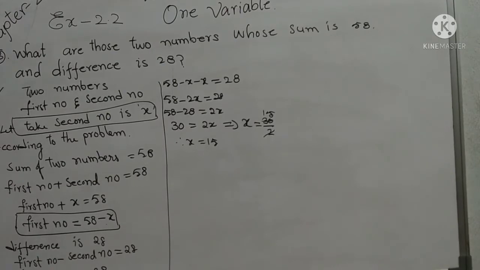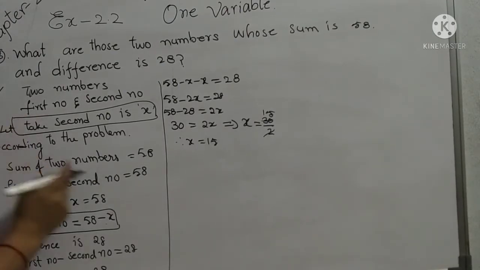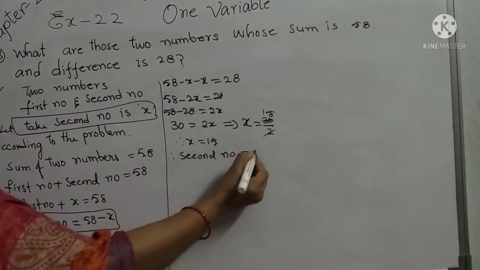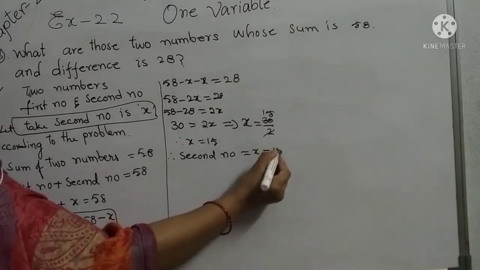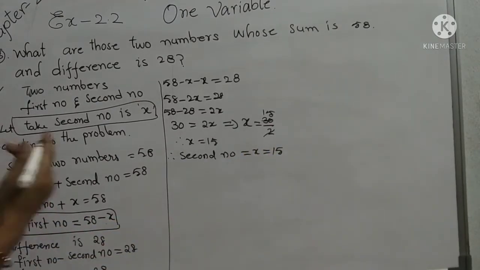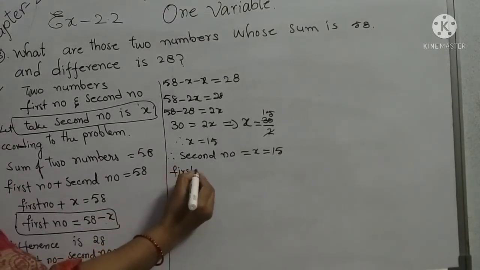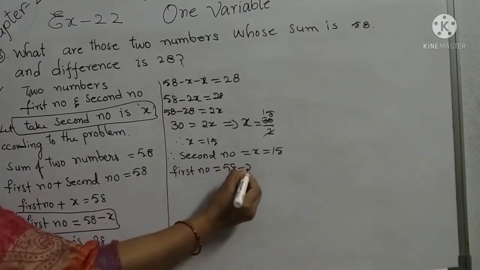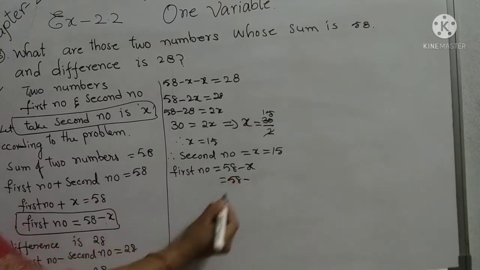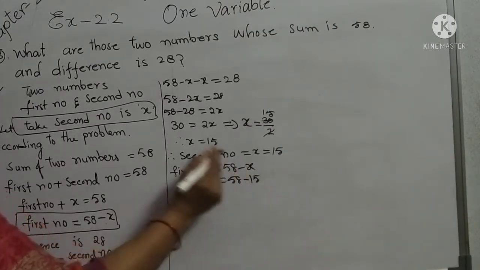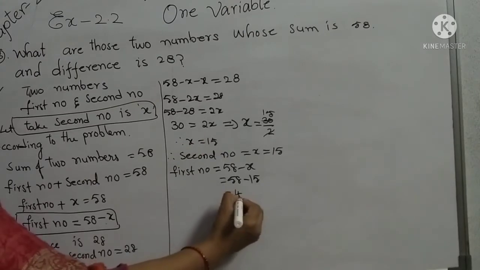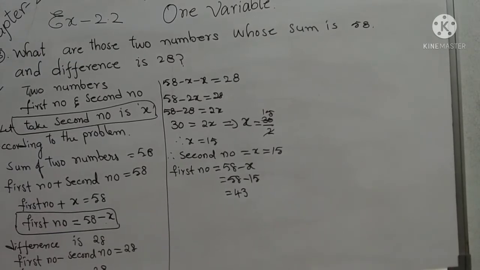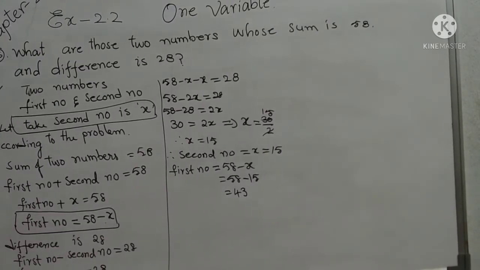What is the x here? The x is the second number. Therefore, the second number is equal to x is equal to 15. So what is the first number? The first number is equal to 58 minus x. 58 minus x, where x is 15, so substitute that: 43. So the first number is 43. Finally, these two numbers.